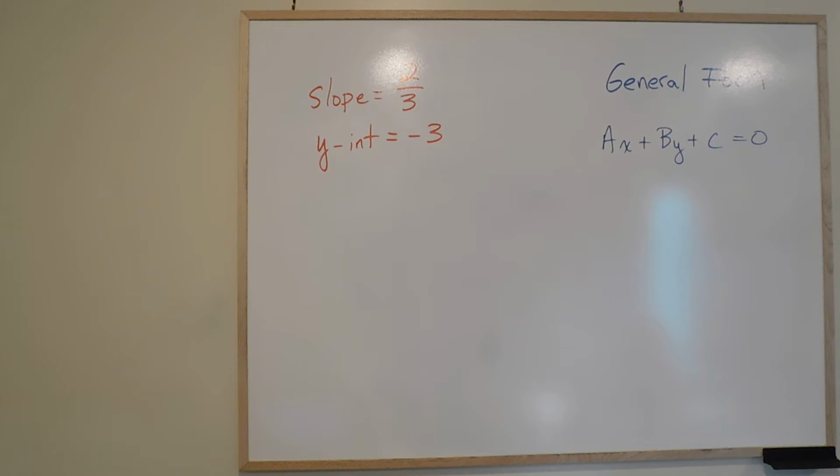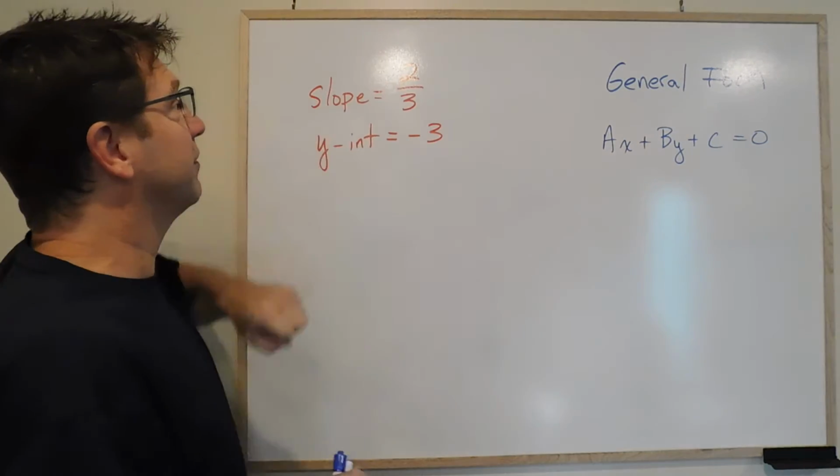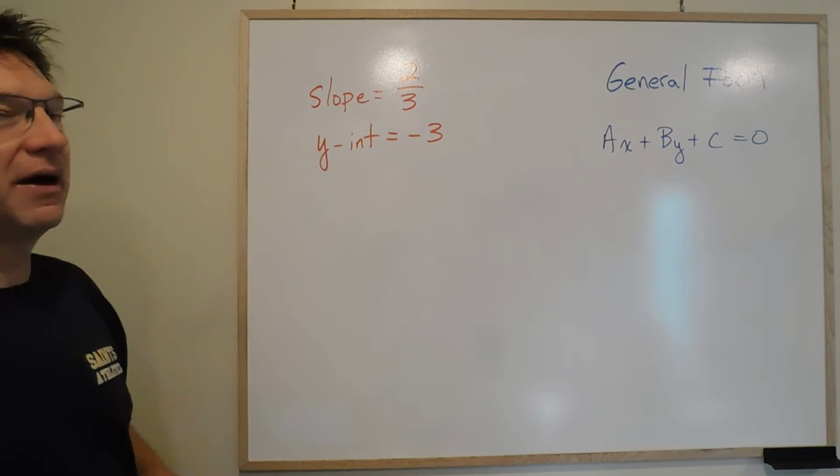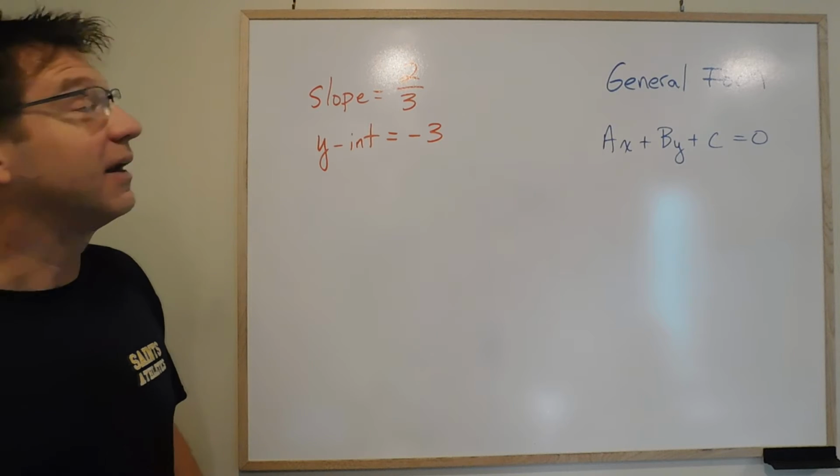So in this question here, it asks us to find the general form of the line, and I know my lights are kind of blinding on the slide here, but we know the slope is 2/3. We know the y-intercept is -3. If you say, how do I know that? Well, I looked at the question and it told me that.